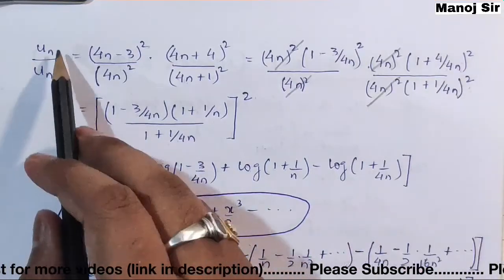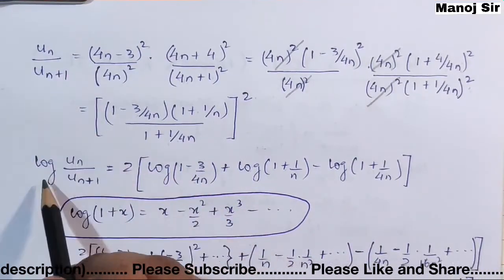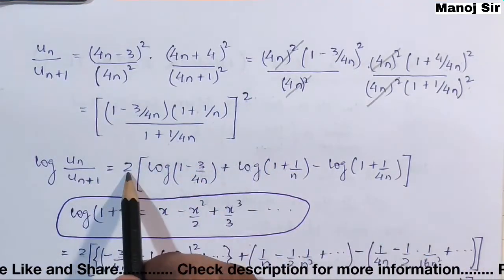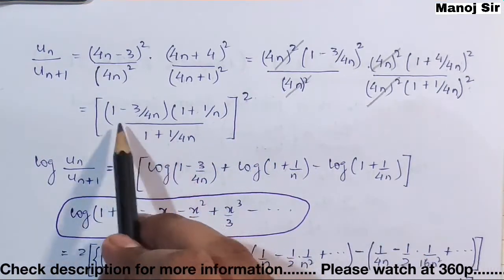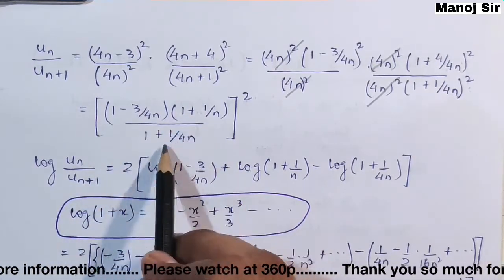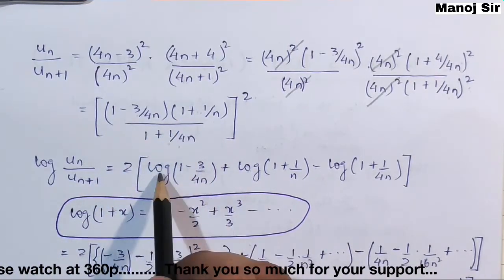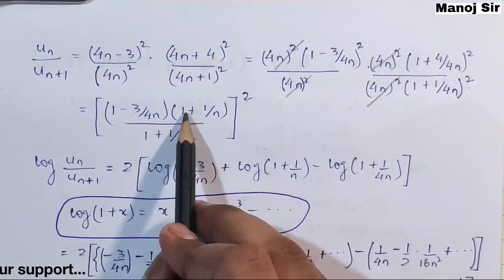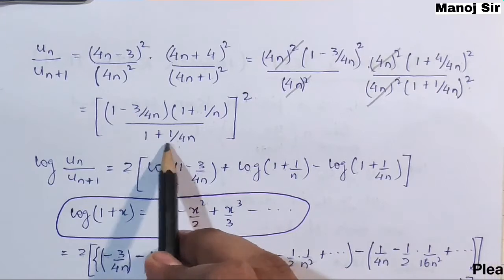Fine. Now since we have un upon un plus 1, we can find the log of this. The square will come in front, that is 2 into log of a into b upon c, that is log a plus log b minus log c.